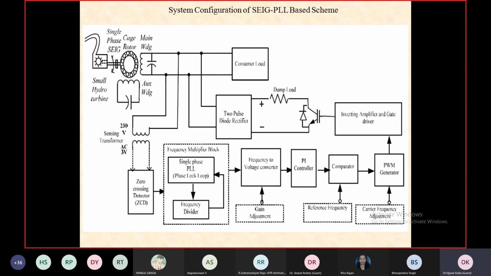A single phase self-excited induction generator is made of a single phase induction machine. A single phase induction machine can be converted into a single phase induction generator by electrically separating its two windings. A single phase induction machine has two windings: the main winding and the auxiliary winding. When we use this machine as a motor, both windings are electrically connected, and a capacitor is connected in series with the auxiliary winding.